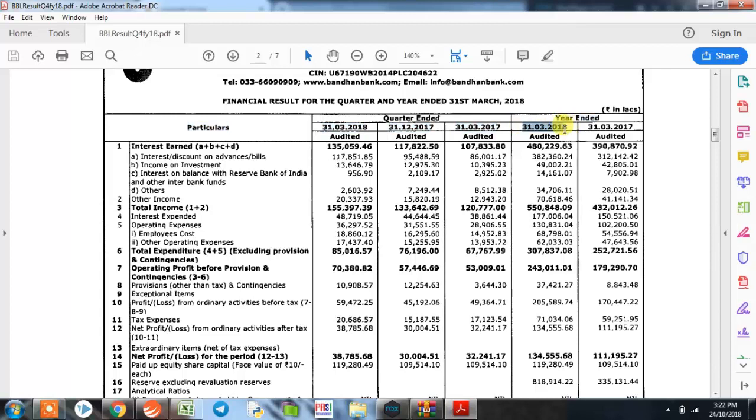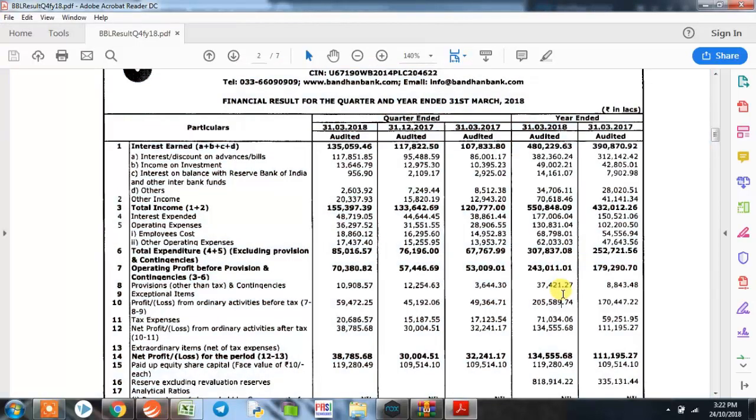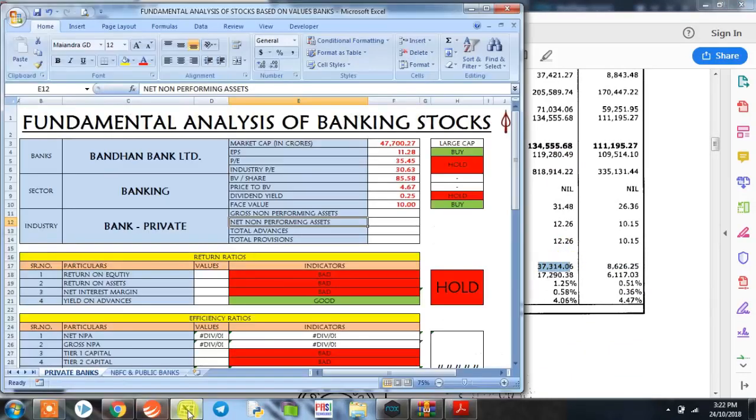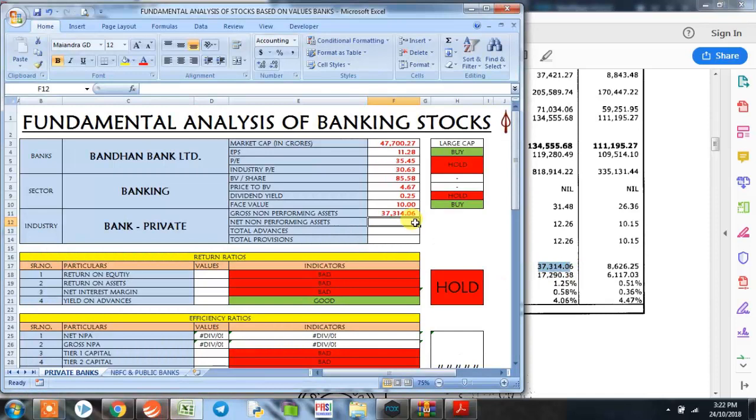31/3/2018 values. So the first value that we require for our program is gross NPA. Here we can see the gross NPA as 37,314.06. The net NPA is 17,290.38.